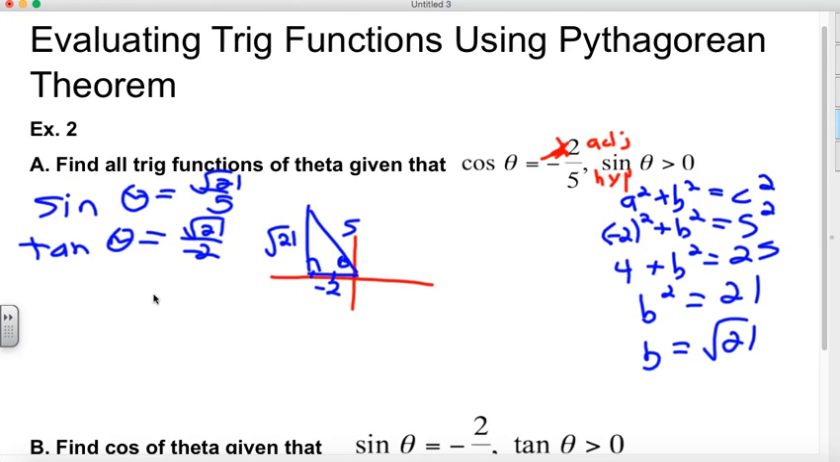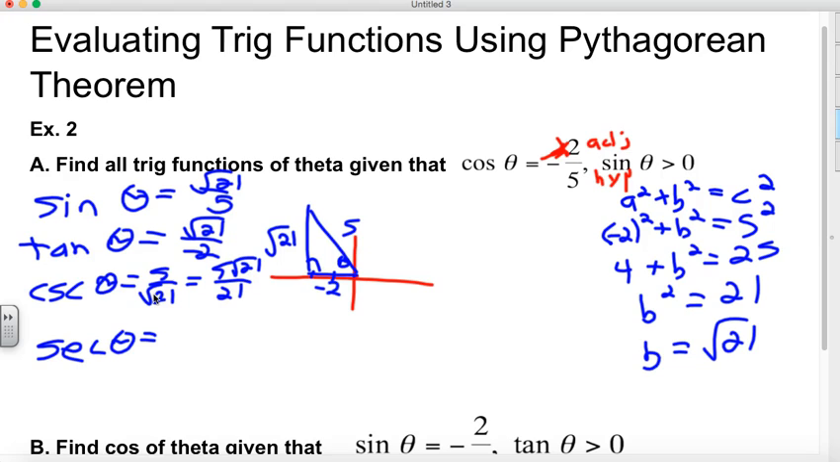I already know cosine, so to find cosecant, what do I flip? I flip sine. 1 over y. So that's 5 over square root of 21, and then I move the square root to the top: 5 square root of 21 over 21. If 5 and 21 would reduce, like a fraction, you'd reduce them, but they won't. Then secant, I'm just going to flip what? 1 over x. That's cosine, so I flip this: -5 over 2.